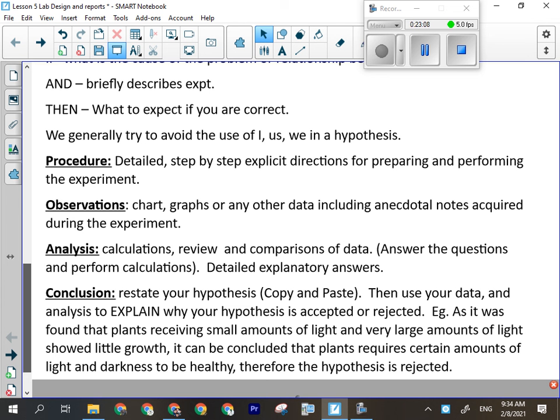Is my hypothesis acceptable, or do I have to reject it? Because my hypothesis said the plants receiving the most light will show the most growth. Did that happen? No, it didn't. It looked like it was going to until the plant that received 24 hours of sunlight died. Everything was going great right up until that point. So, does it mean my hypothesis is 100% wrong?